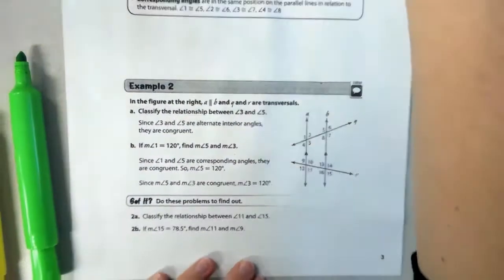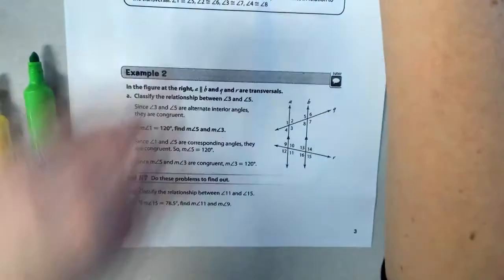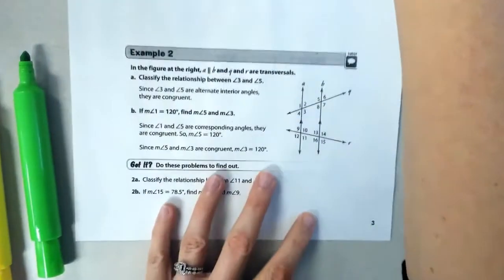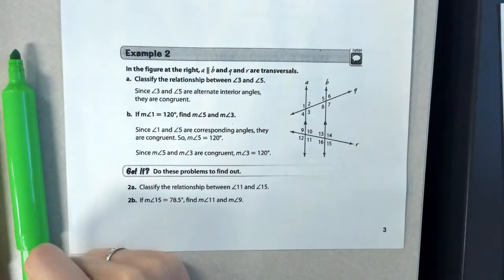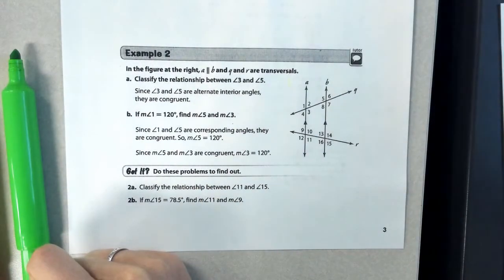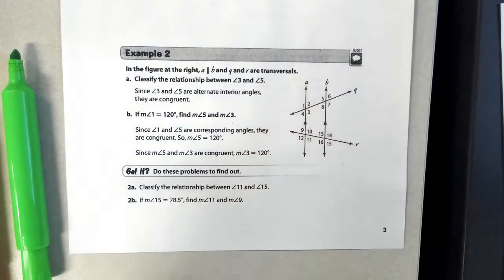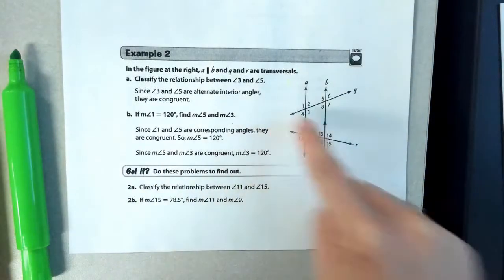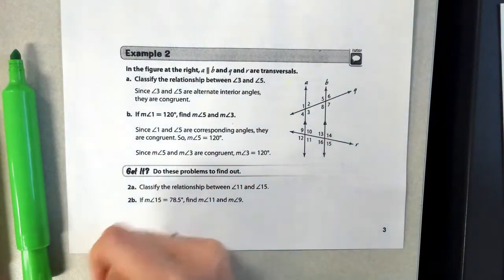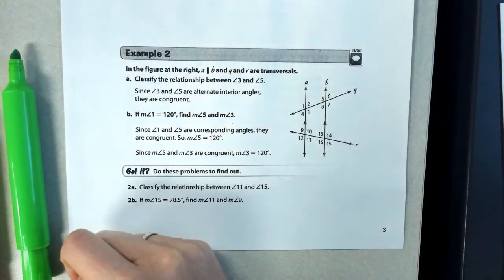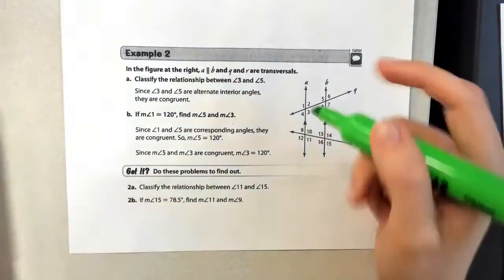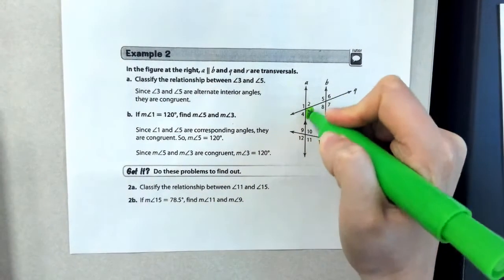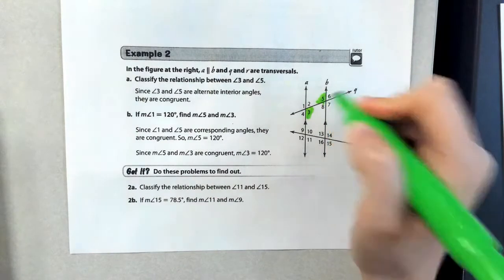So looking at example 2, it says, in the figure at the right, A is parallel to B, so these two lines we know are parallel, they'll never touch, and Q and R are transversals. They cut through those two parallel lines. Classify the relationship between angle 3 and angle 5. So this angle with this angle.